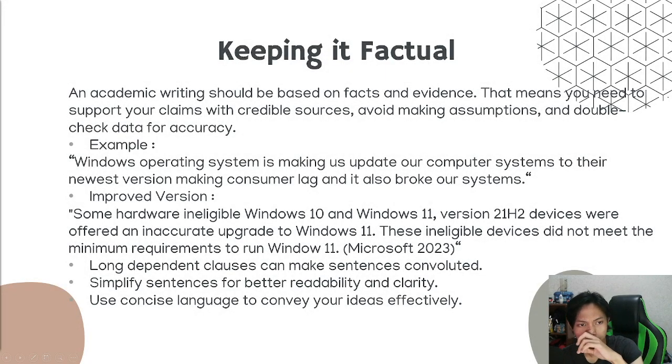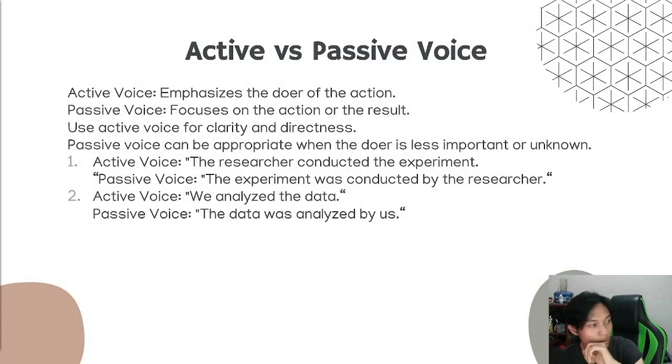So next. Oops, went back. Next one is the use of active versus passive voice. In the sentences, you want to use active voice when you want to emphasize the doer of the action, like a famous researcher or yourself, anyone of importance who is doing it. And passive voice focuses on the actions or the results, say the research.